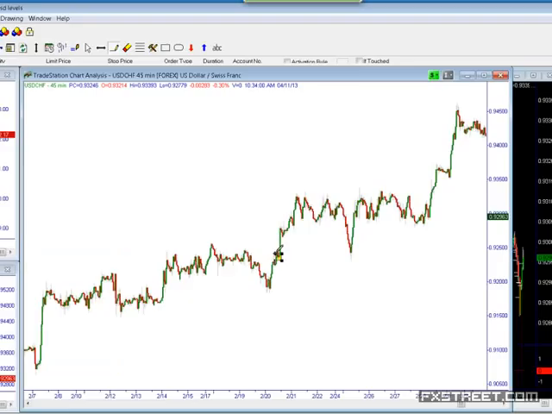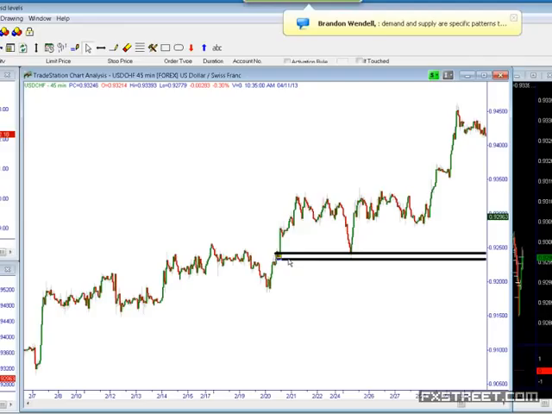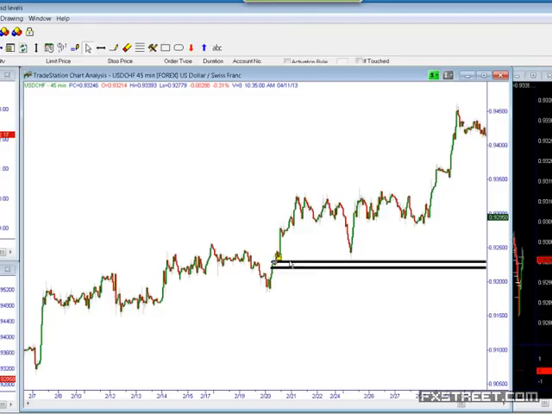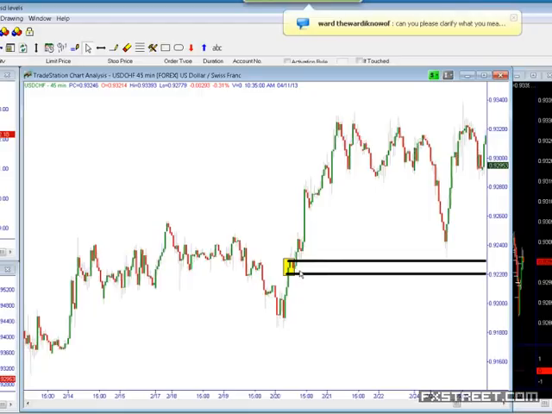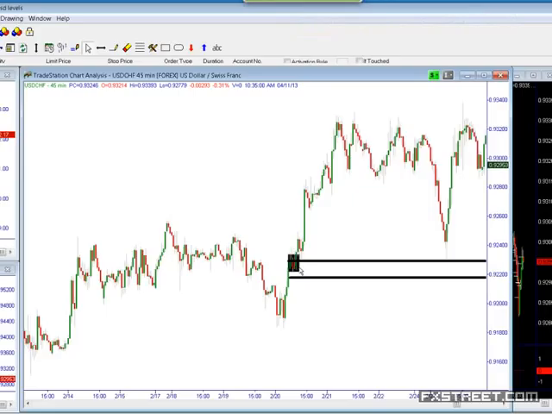This level right here was great, but it's not fresh anymore. So now we ignore it. Okay. However, if you look, sitting right below that is this little level right here. Let's put our lines in. We can blow the chart up actually. So let's get our lines right. Focus right there on the origin of the rally.